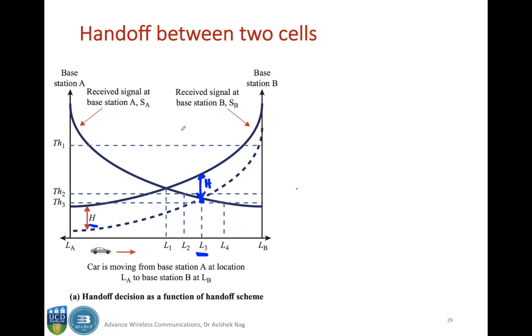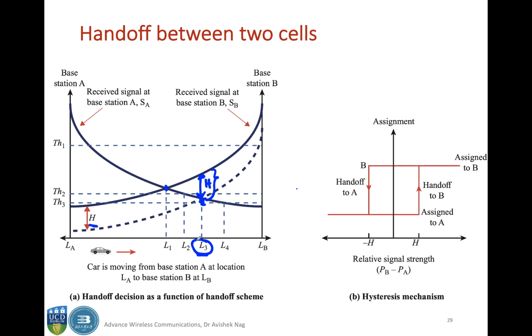So the difference between relative signal strength and relative signal strength with hysteresis is that if you choose your handoff based on the relative signal strength, then your handoff will occur here, because the signal strength of A relative to B starts getting lower after this point. If you choose relative signal strength with hysteresis, then your signal strength of A starts getting lower than B by a margin H at this point. So the handoff will be initiated at this point.